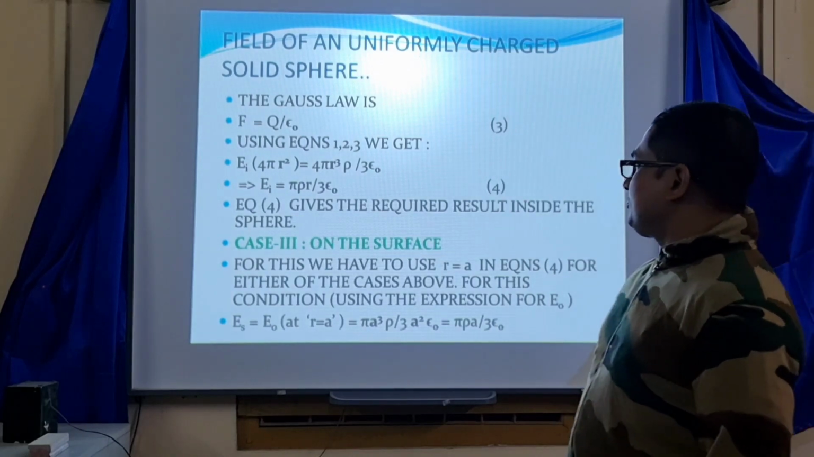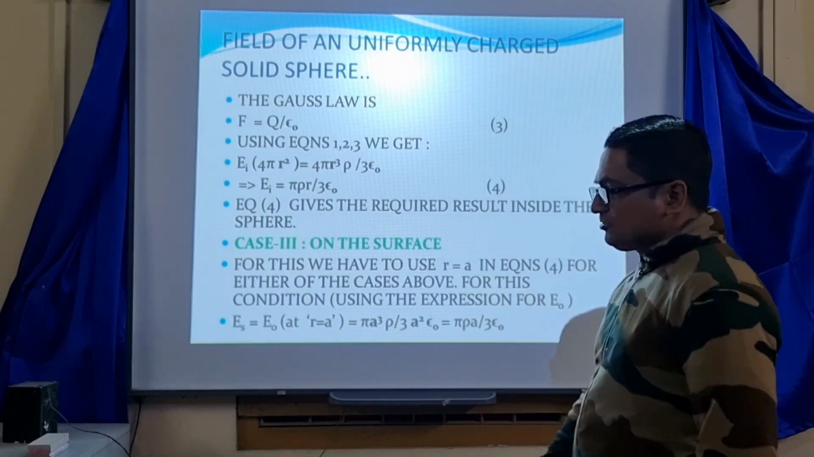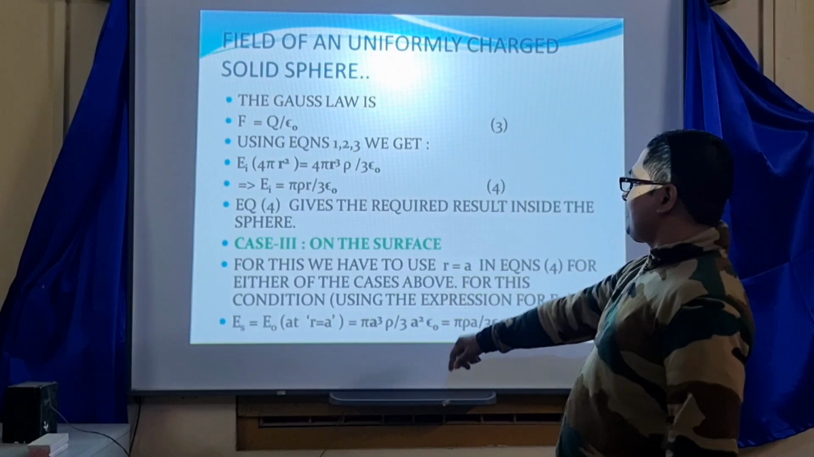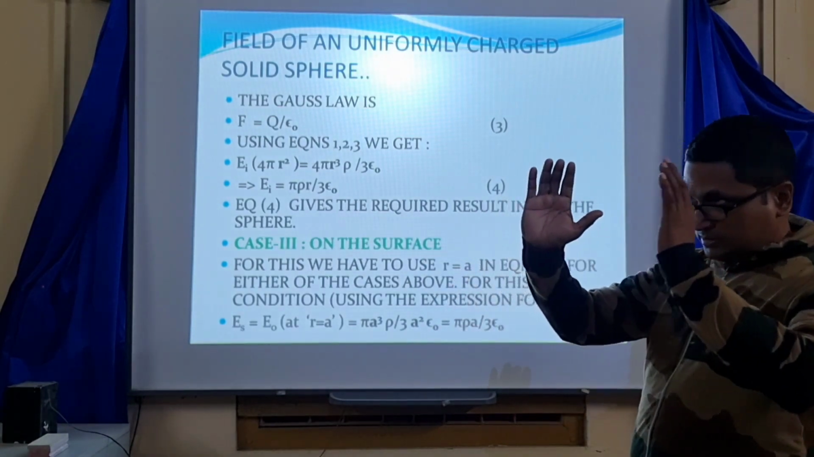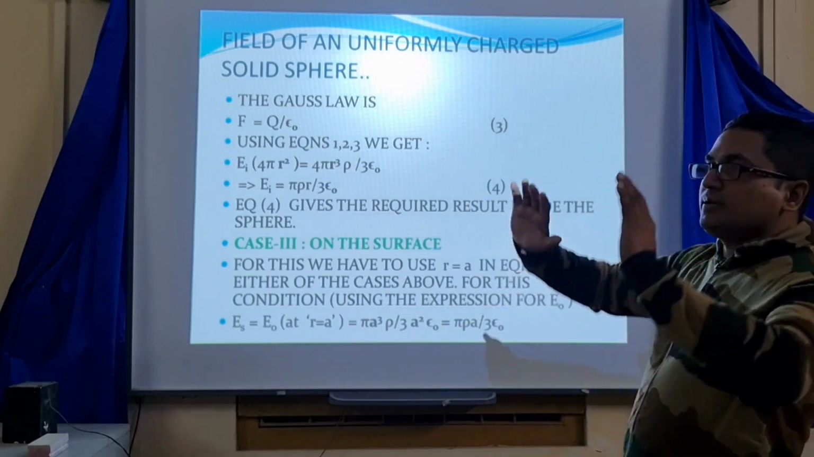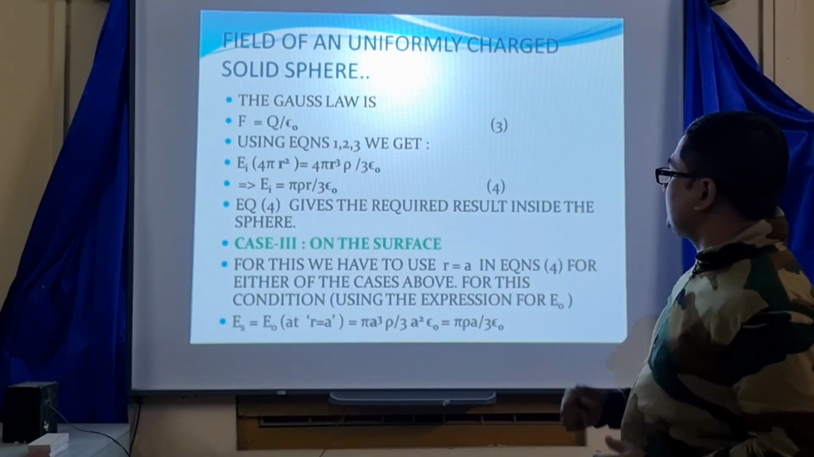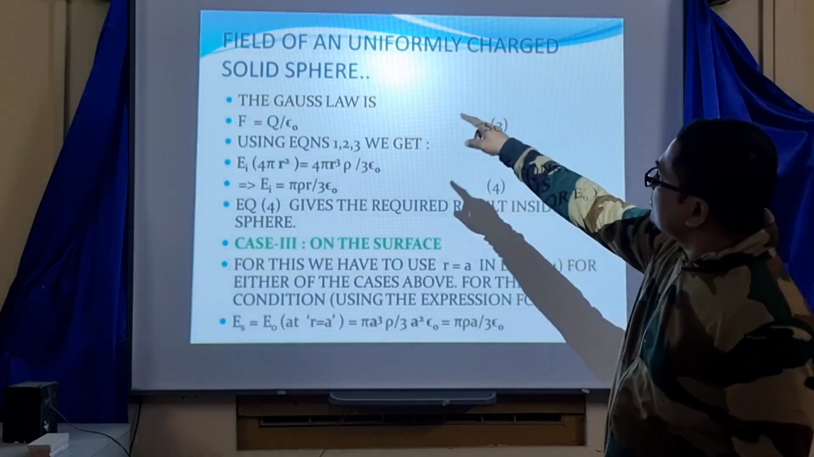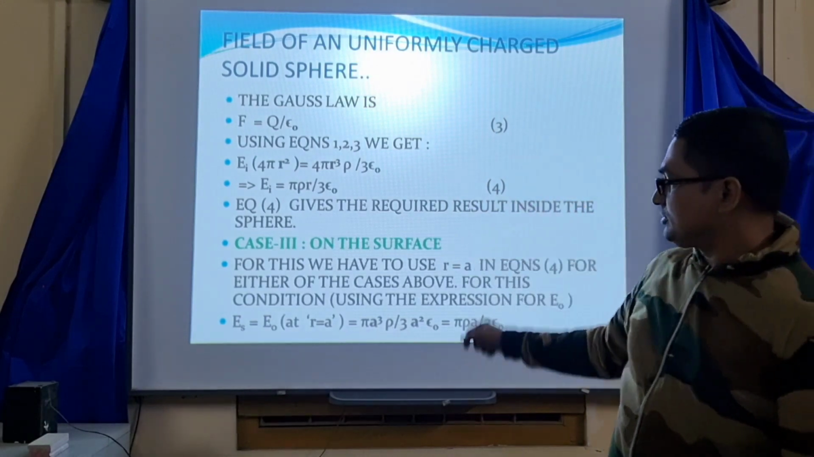So let us now go to the last case, a very special case: the surface. To do that, we just put small r equal to A. Small r was the radius of the Gaussian surface, and A was the radius of the actual solid sphere. So we just put r equal to A, whether in equation 4 for outside the sphere or in equation 4 for inside the sphere.